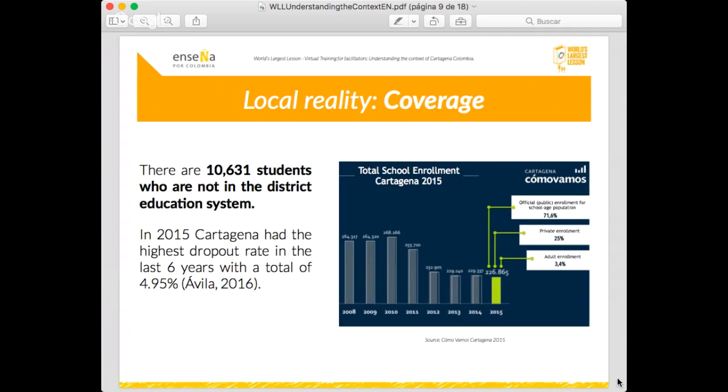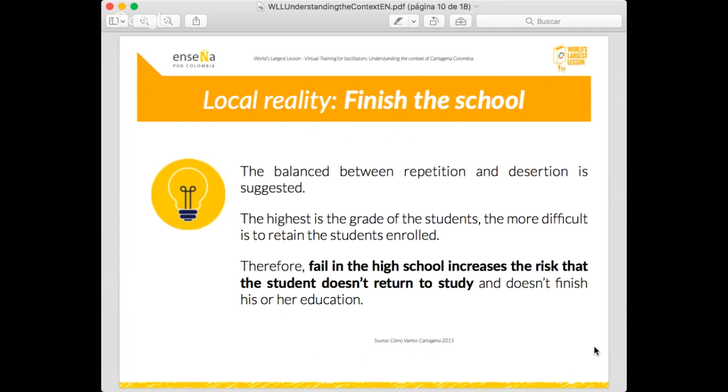So this kind of activities, like for example, words just lesson, the idea is that we can improve this part. The idea is that we can actually take advantage of this and change the mindset of the people that we will deliver the lesson to. Talking about finishing the school, the balance between repetition and desertion is suggested. The higher the grade of the students, the more difficult it is to retain them enrolled. Therefore, when they fail in high school, of course, it increases the risk that the student doesn't return to study and doesn't finish his or her education.